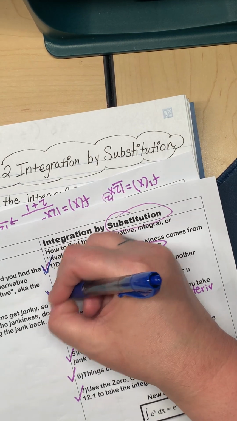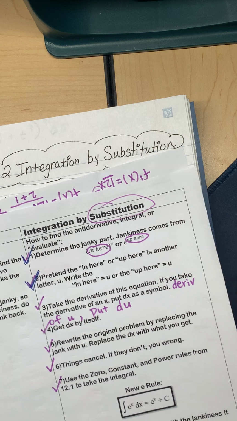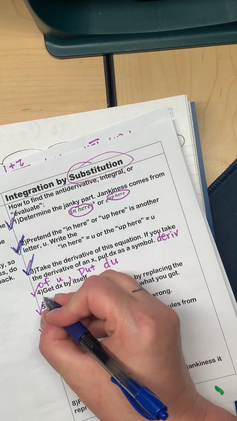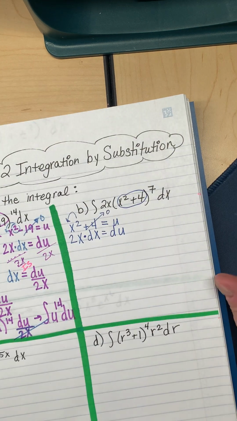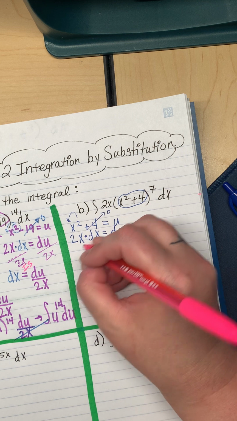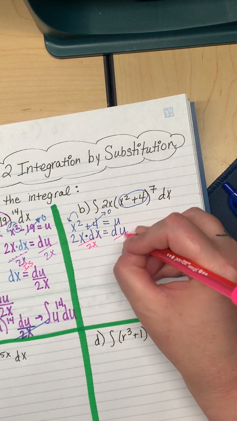Okay, we just did step 1, determine the janky. Step 2, write the janky equal to u. Step 3, take the derivative. Step 4, get dx by itself. That's what we need to do. So to get dx by itself, it's multiplying by 2x. So we're going to divide.